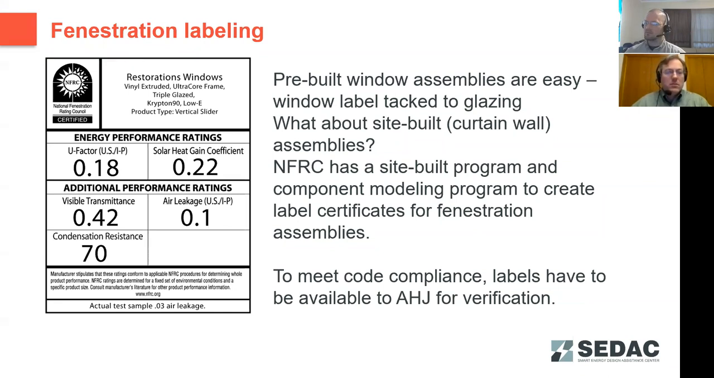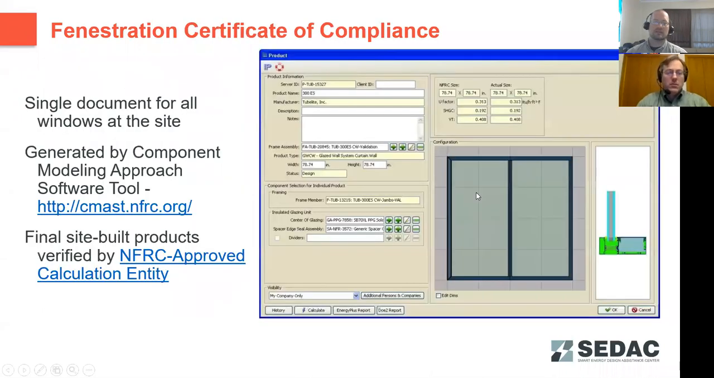The main compliance failure for fenestration is that certificate is not provided to the code official. So it's important to have all that documentation in place and that certificate is there to provide to ensure compliance for your fenestration labeling. This is an example of what that program looks like.